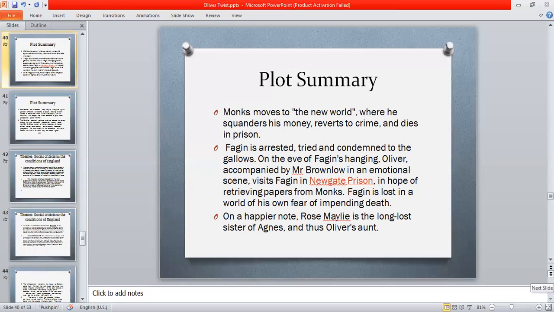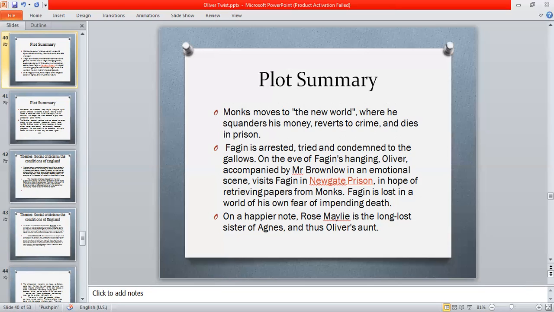Monks moves to the New World, America, where he squanders his money, reverts to crime, and dies in prison. Fagin is arrested, tried, and condemned to the gallows. On the eve of Fagin's hanging, Oliver, accompanied by Mr. Brownlow in an emotional scene, visits Fagin in Newgate prison in hope of retrieving papers from Monks. Fagin is lost in a world of his own, in fear of impending death.